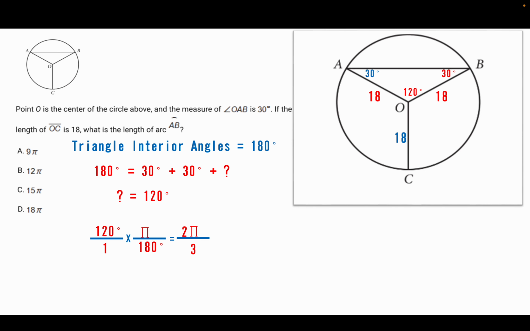And now we need to figure out the length of the arc, in which we're just going to multiply this angle by 18, the radius, and we're going to see that our answer is 12 pi.